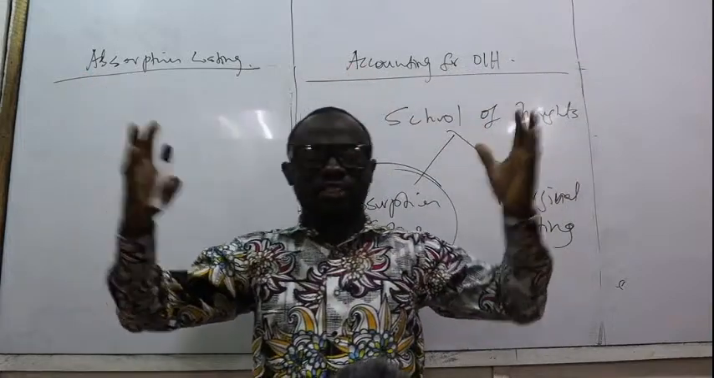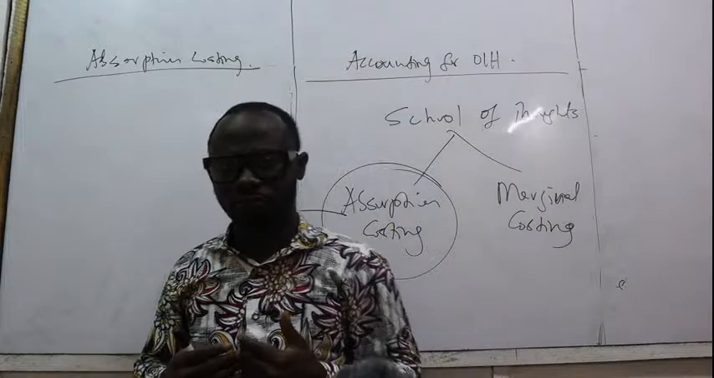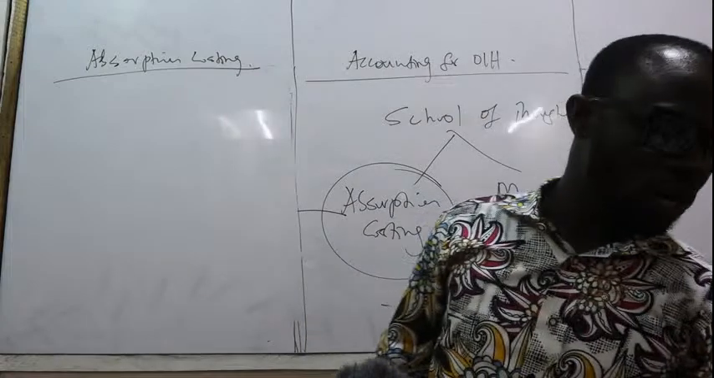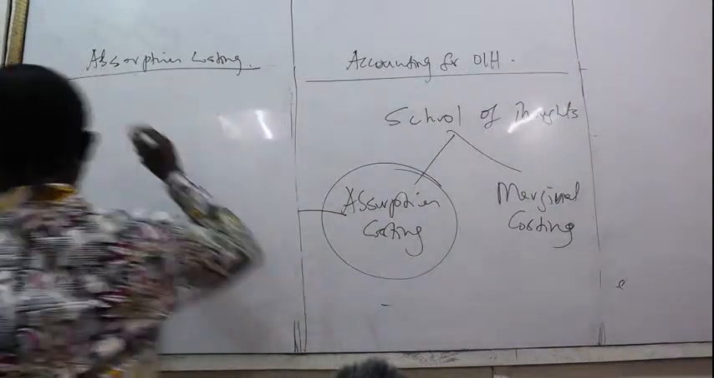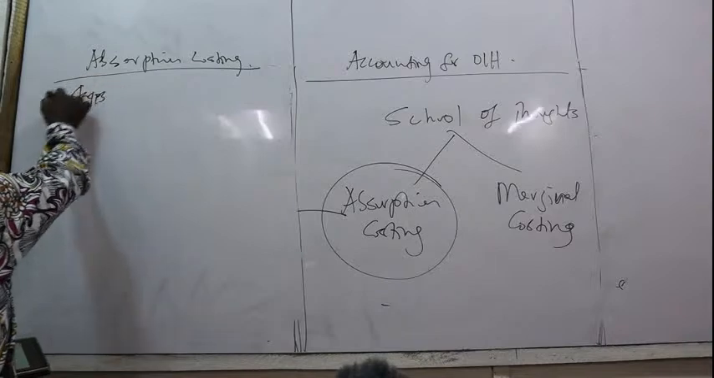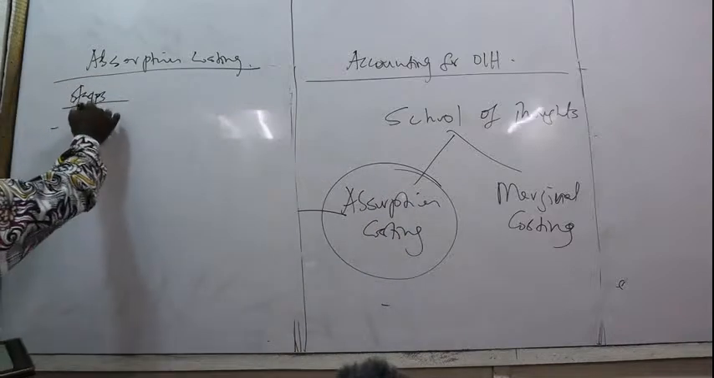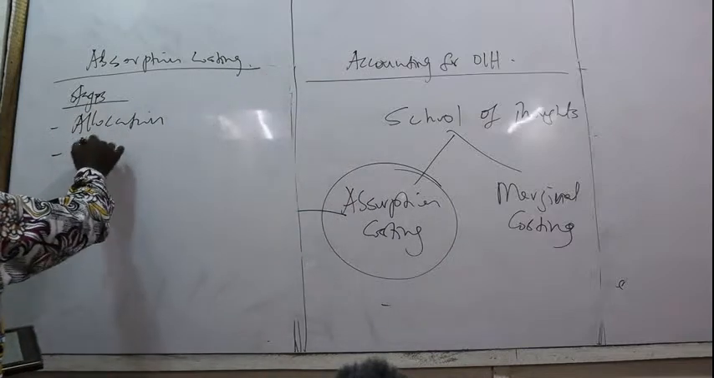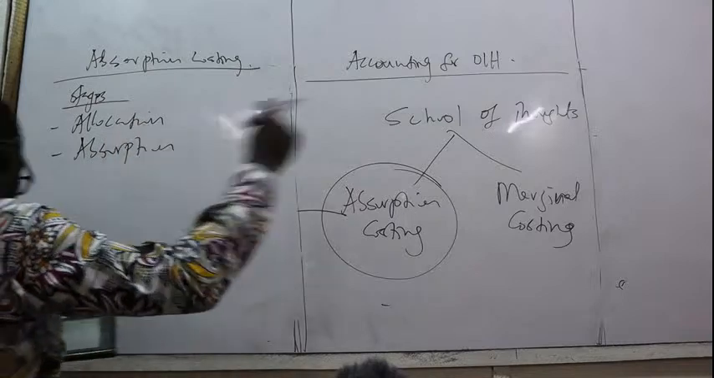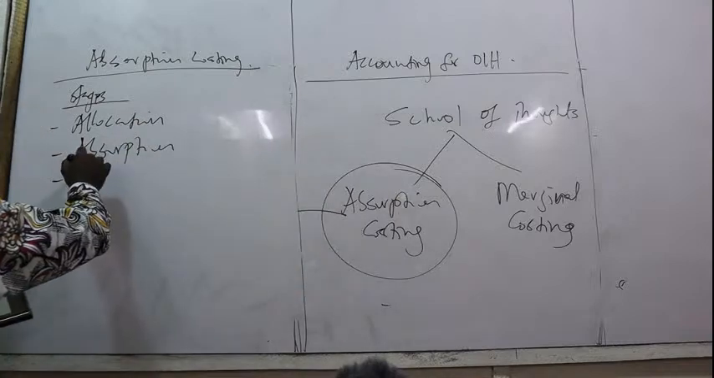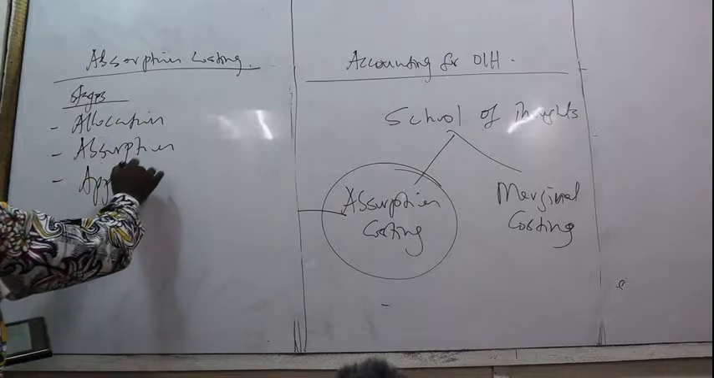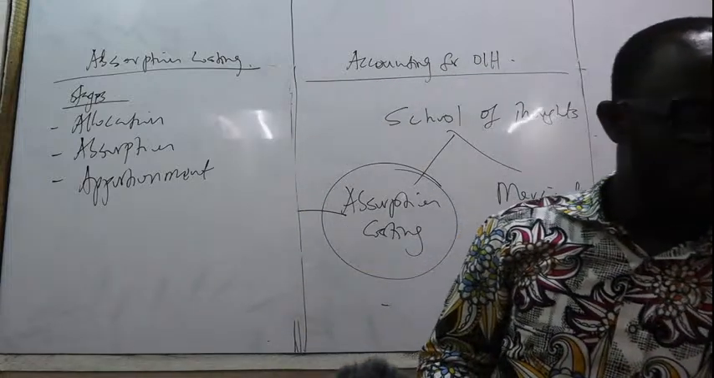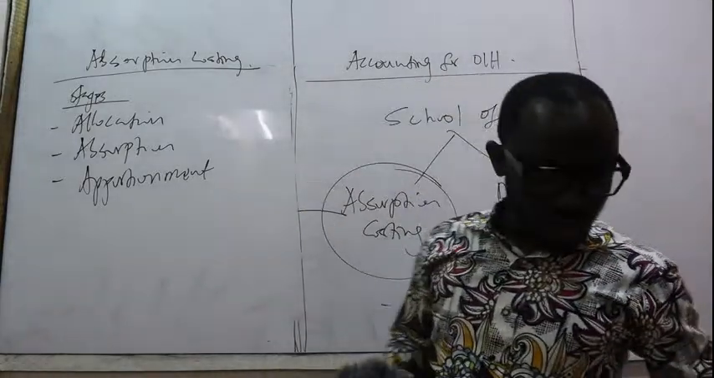Absorption of overheads in general goes through 3 steps, or 3 stages. So let's look at the stages of absorption costing. We have overhead allocation, overhead absorption, and then overhead apportionment. Overhead allocation, overhead absorption, and overhead apportionment.